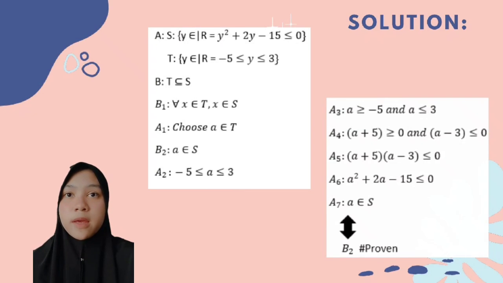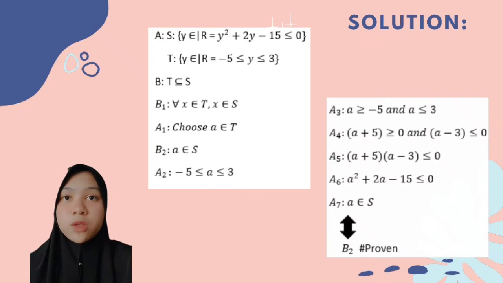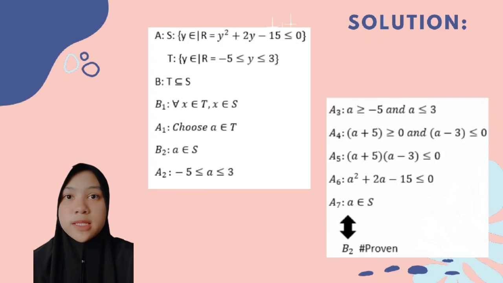For A3, we will get a more than or equal to negative 5 and a less than or equal to 3. A4, a plus 5 more than or equal to 0 and a minus 3 less than or equal to 0. A5, which is a plus 5 multiplied with a minus 3 less than or equal to 0. We will get A6, the inequality a squared plus 2a minus 15 less than or equal to 0. And lastly, we will get A7, which is a an element of S. And then B2 is proven.